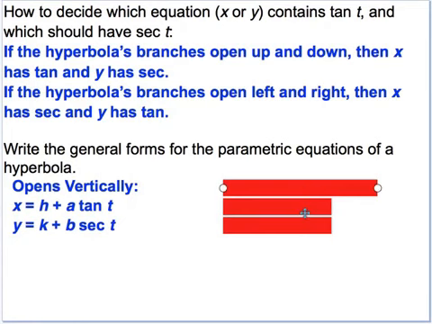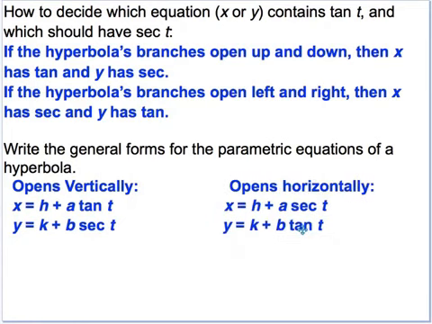Okay, write the general forms of the parametric equations of a hyperbola. Okay, so if your hyperbola opens vertically, in other words, up and down, your h and your k are going to be here, a and b. This is your horizontal radius, your vertical radius, and then tangent and secant. Same thing over here. The only difference is whether it's opening up and down or left and right. Here it's up and down. That will be your secant and tangent.